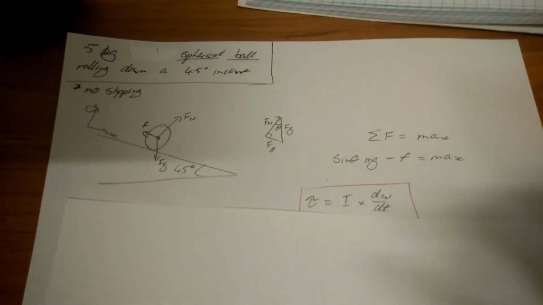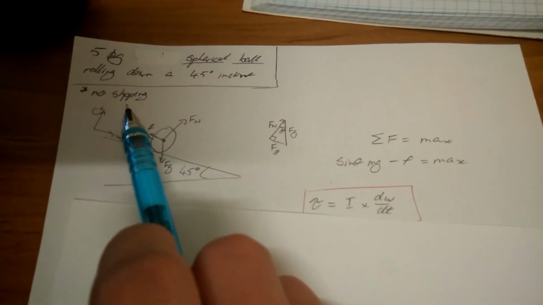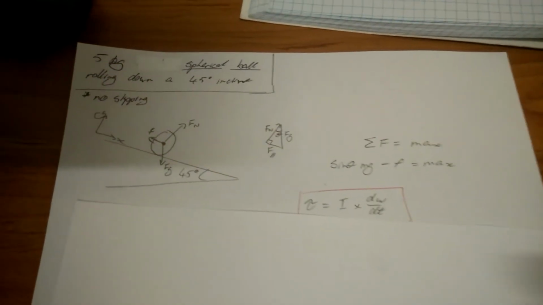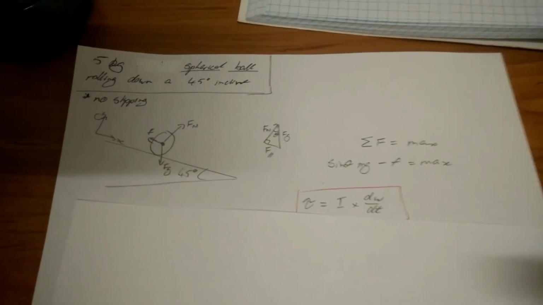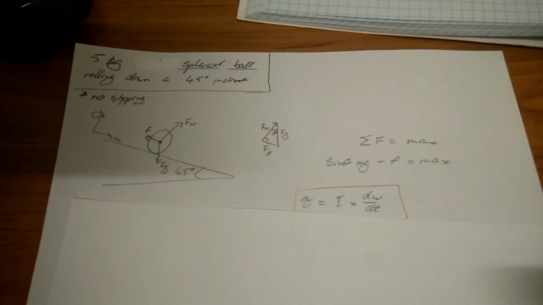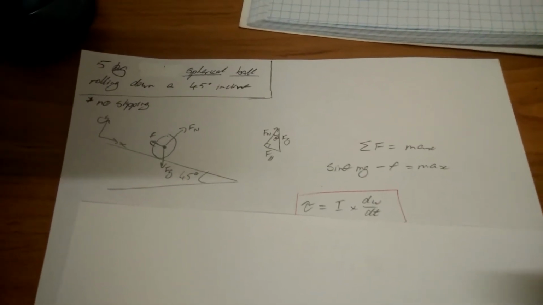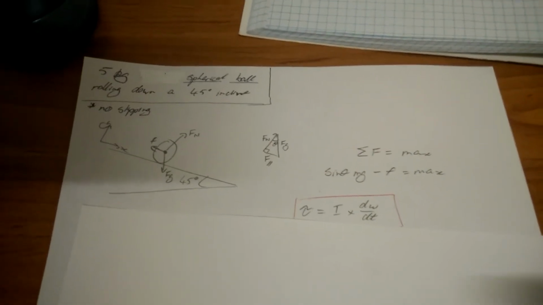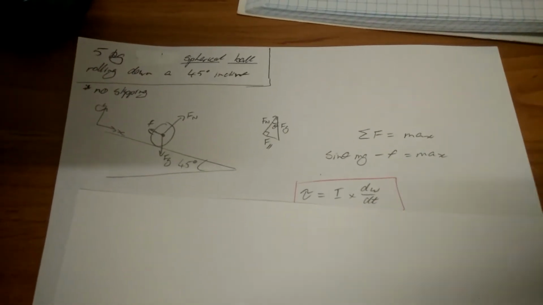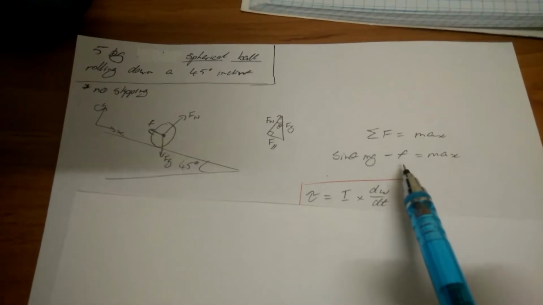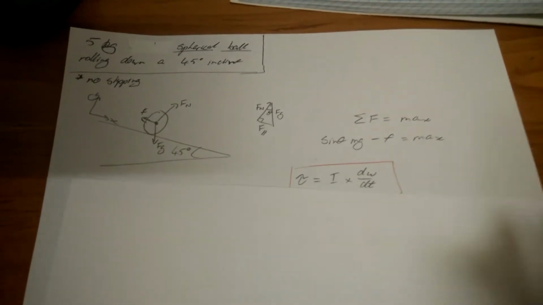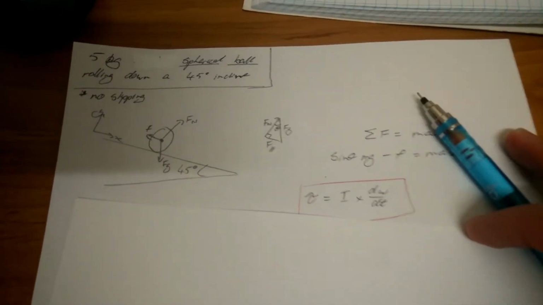Well, how do we know that there's friction? Because we know that there's no slipping. And if you think about it, if there was no friction, if we slathered this ball in oil, then the ball wouldn't roll. It'll just slide down the incline. So we know that there's friction. And so yeah, now what else can we do?